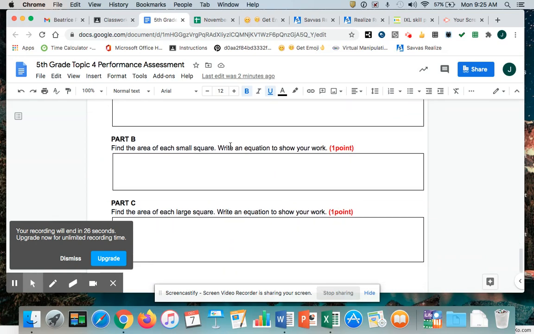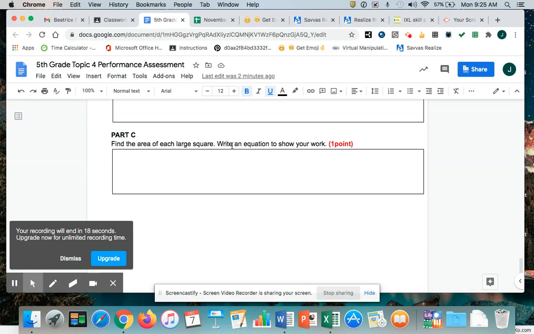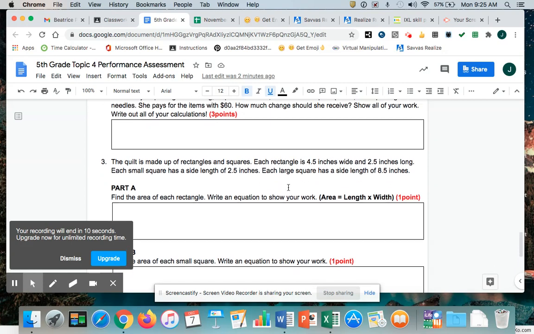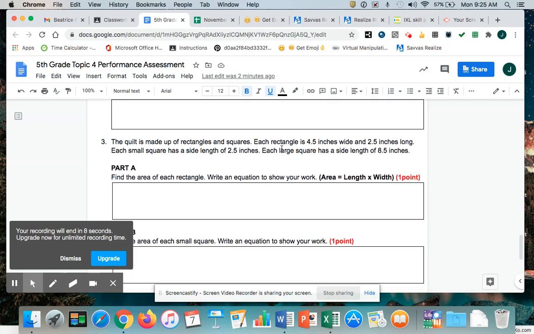Part B, find the area of each small square. Write an equation to show your work. 1 point. Part C, find the area of each large square. Write an equation to show your work. Okay? Make sure you're using all the information given to find your answer. Use your prior knowledge on rectangles and squares as well. Area equals length times width.